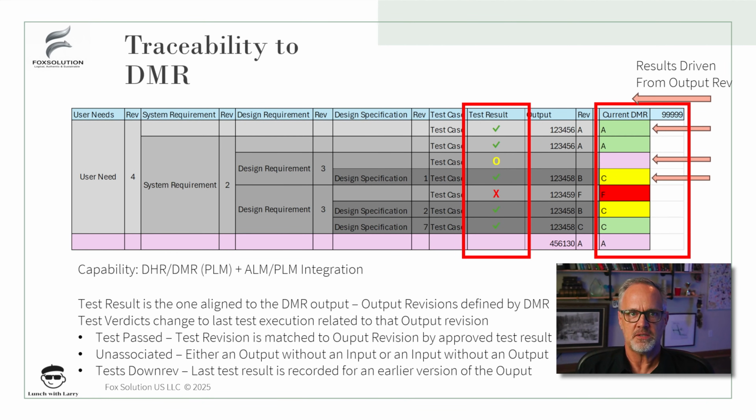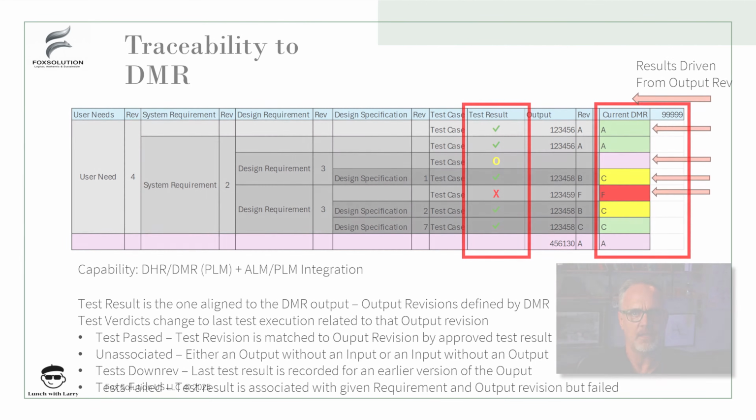The next one is really test our down rev. So we have a revision of the DMR that's a newer revision than the last revision that was tested. So we don't have a result for some current version of the output. So that's a problem as well. We have to get those two revisions the same. And then finally, maybe the revisions are the same and we get a bad output.